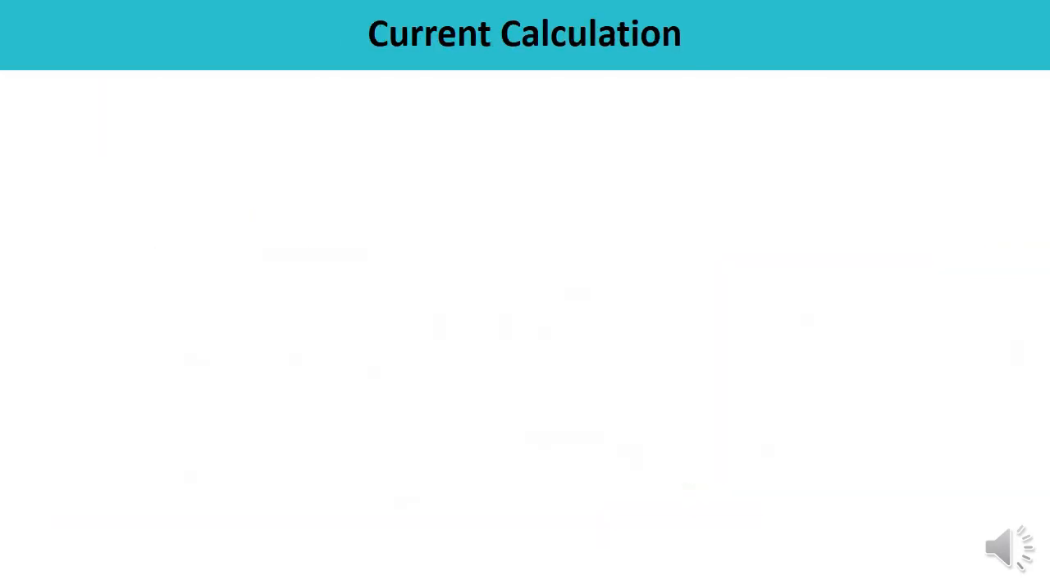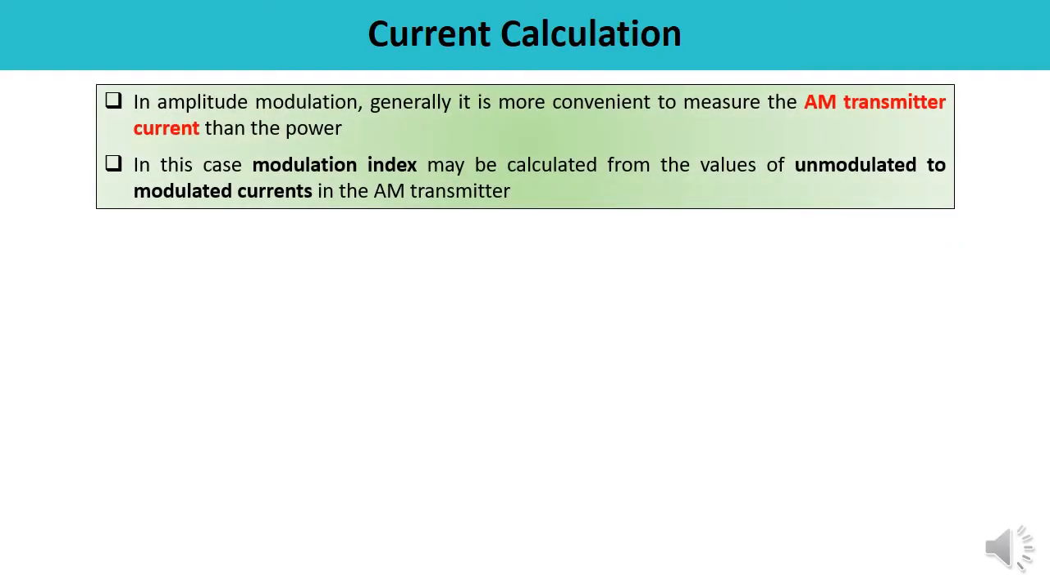Next is the current calculation. Now let us derive the formula for the current which relates the total current to the carrier current. When we are talking about amplitude modulation, it is very convenient to calculate AM transmitter current in comparison to the power. And the modulation index can be calculated from the values of unmodulated current and modulated current in the case of the AM transmitter.